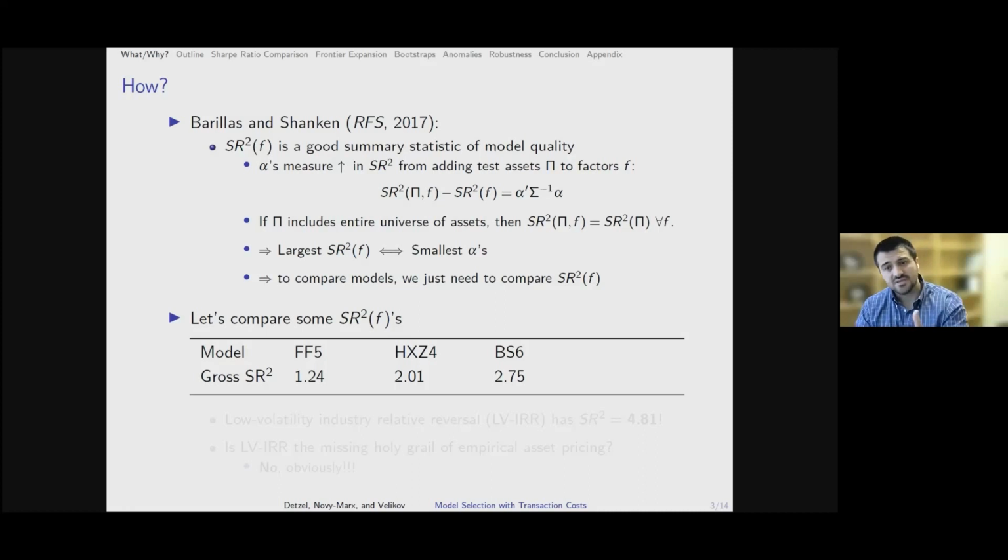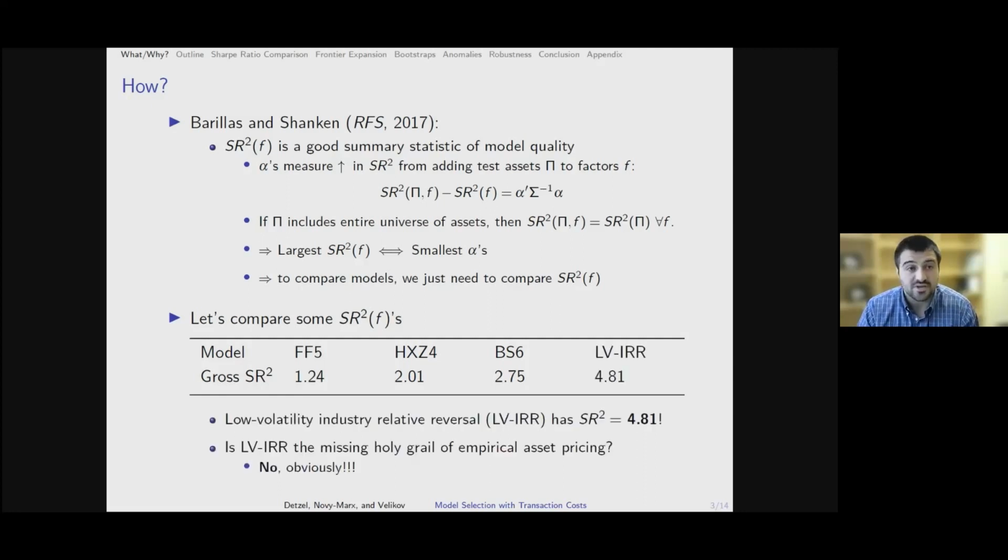There are a few that look at industry relative reversals. Low volatility industry relative reversals is just industry relative reversals implemented in the low volatility universe. The reason Robert and I included that anomaly in our study, though, is because it has astonishing gross performance. Its squared Sharpe ratio is 4.81. That's close to 4 times Fama-French, more than 1.5 times the Barillas-Shanken one.